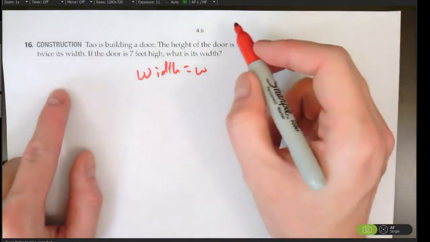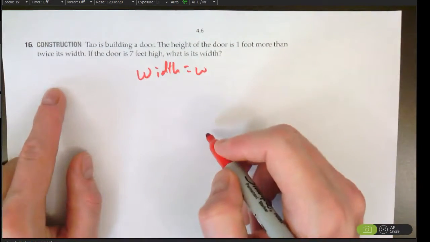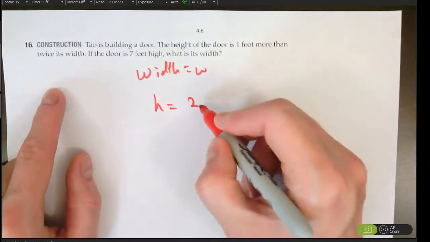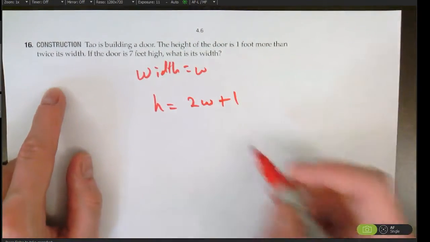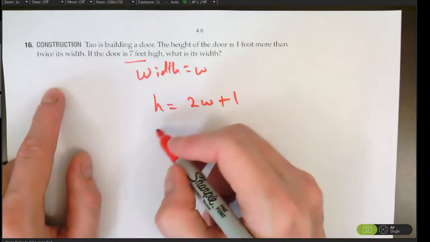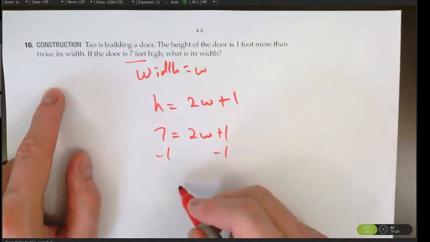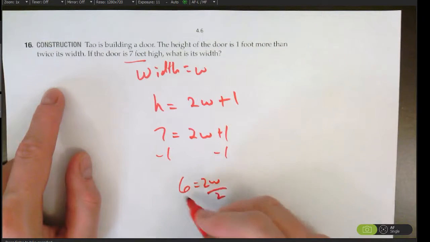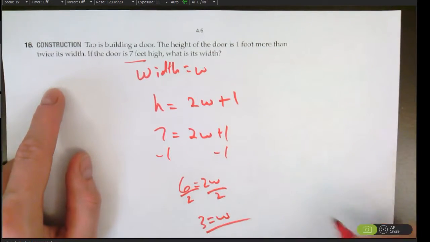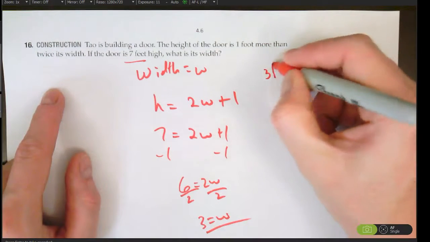So the height of the door is 1 foot more than twice its width. So height equals 2 width plus 1. We know the door is 7 feet high. So 7 equals 2W plus 1. Subtract 1. 6 equals 2W. Divide by 2. 3. So how wide is it? 3 feet wide.